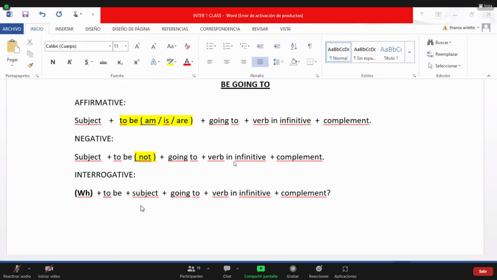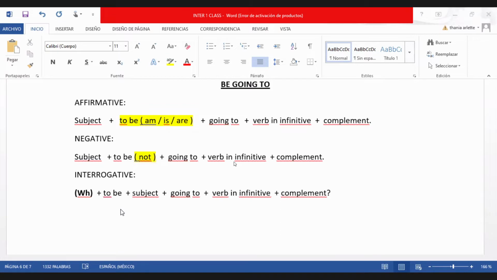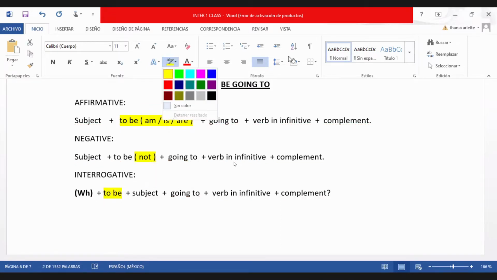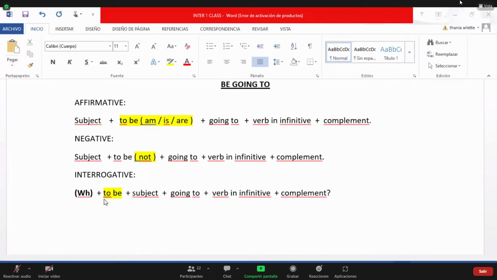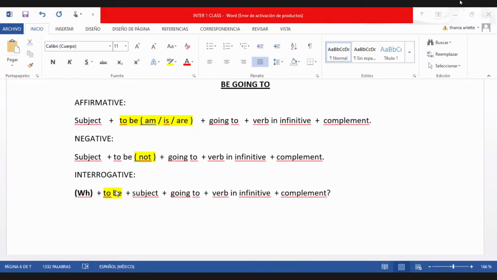In the interrogative, well, the verb to be is at the beginning of the sentence. Yeah, that is it. All right? At the beginning of the sentence, the verb to be, and that's it. Those are the most important things to consider in the affirmative, negative, and interrogative.